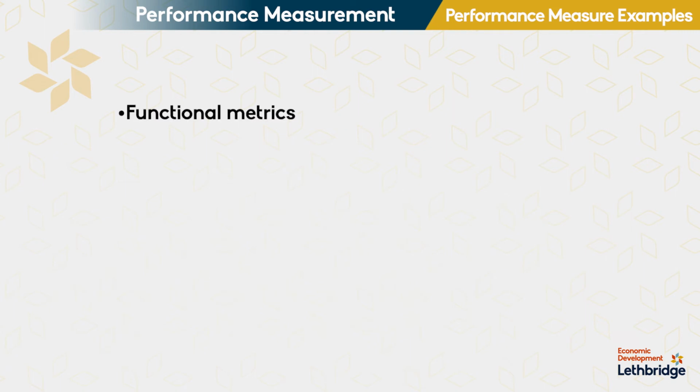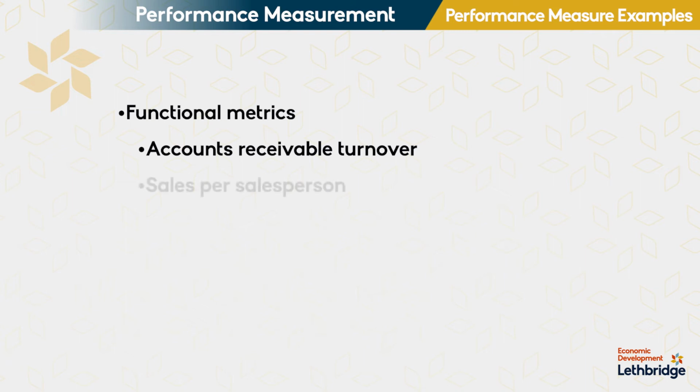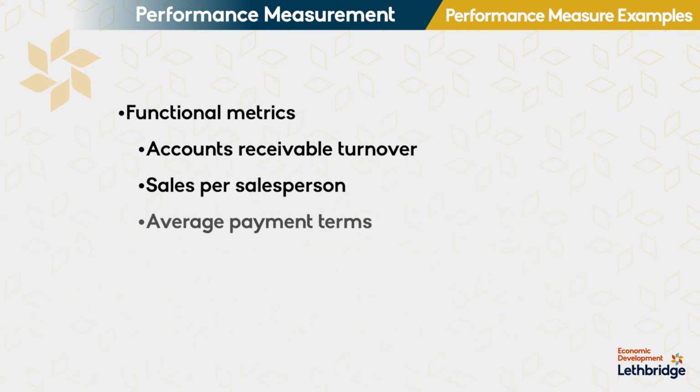Functional metrics get into different functional areas. So in sales, for example, you might look at accounts receivable turnover or days sales outstanding. So how long does it take to collect? You might look at things like sales per salesperson in a sales area. Other functional metrics you might look at are things like average payment terms for your production materials. Do you pay in 15 days, 30 days?